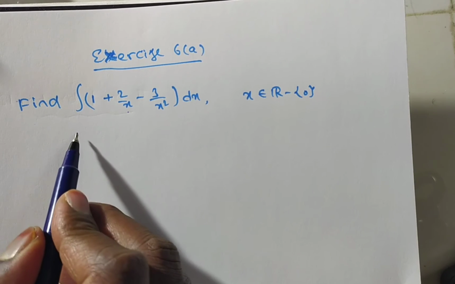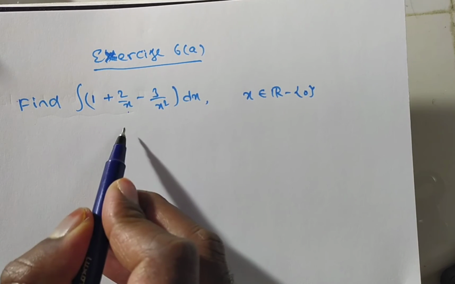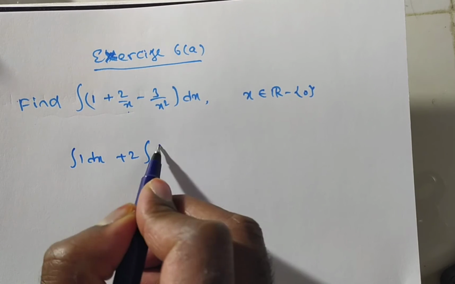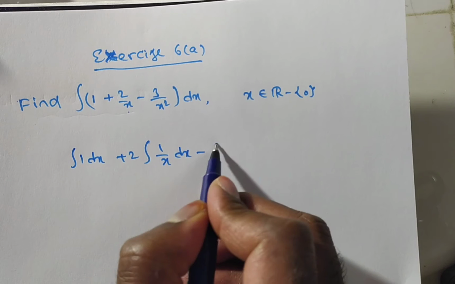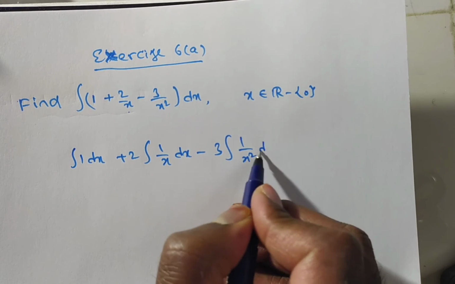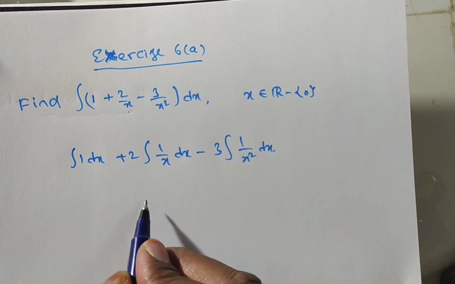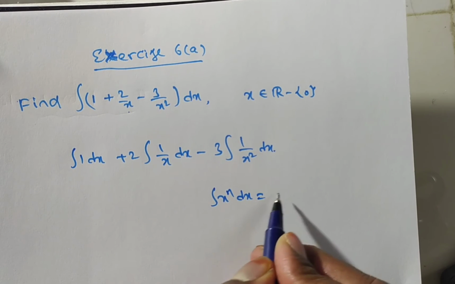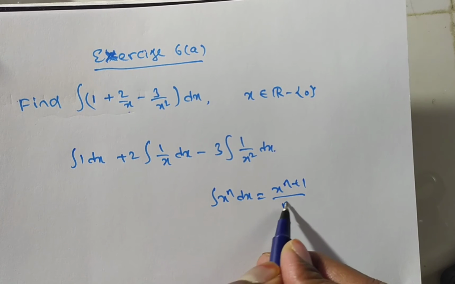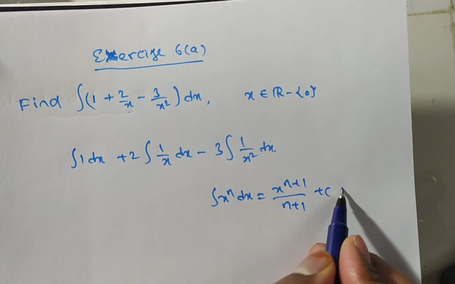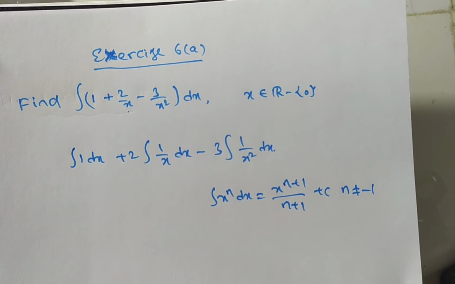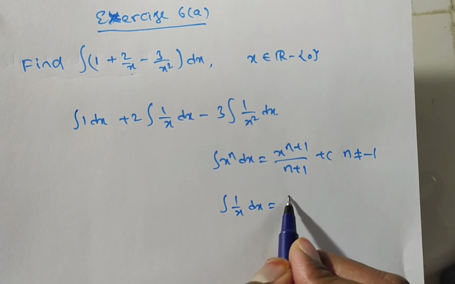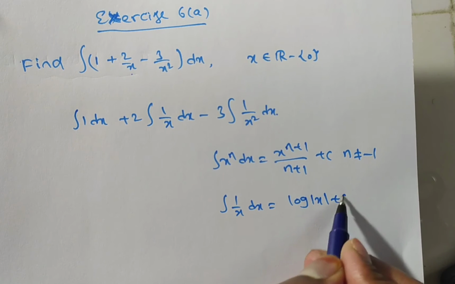Now, in this case, by linearity property, you can write this as integral 1 dx plus 2 times integral 1 by x dx minus 3 times integral 1 by x square dx. Now you observe, we have standard form 1. Standard form 1 is integral of x to the power of n dx is equal to x power n plus 1 by n plus 1 plus c, where n is not equal to minus 1. And standard form 2 we have, that is integral of 1 by x dx, which is log mod x plus c.